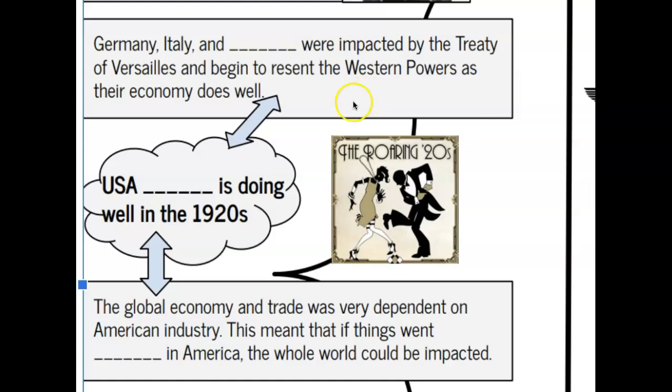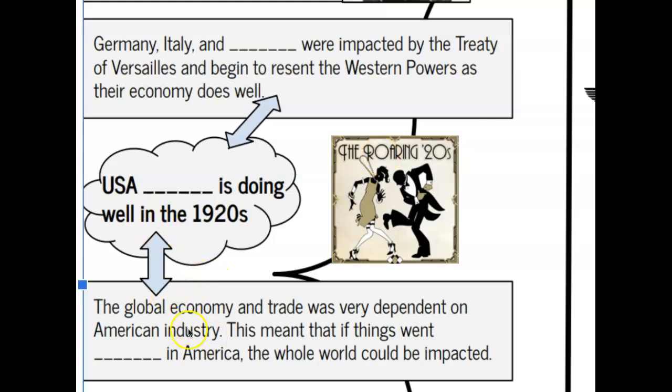Let's focus our attention now on this section right below Hitler with this little cloud that says USA. The USA economy, or the American economy, is doing really well in the 1920s. So much so that later this time period is known as the Roaring Twenties.